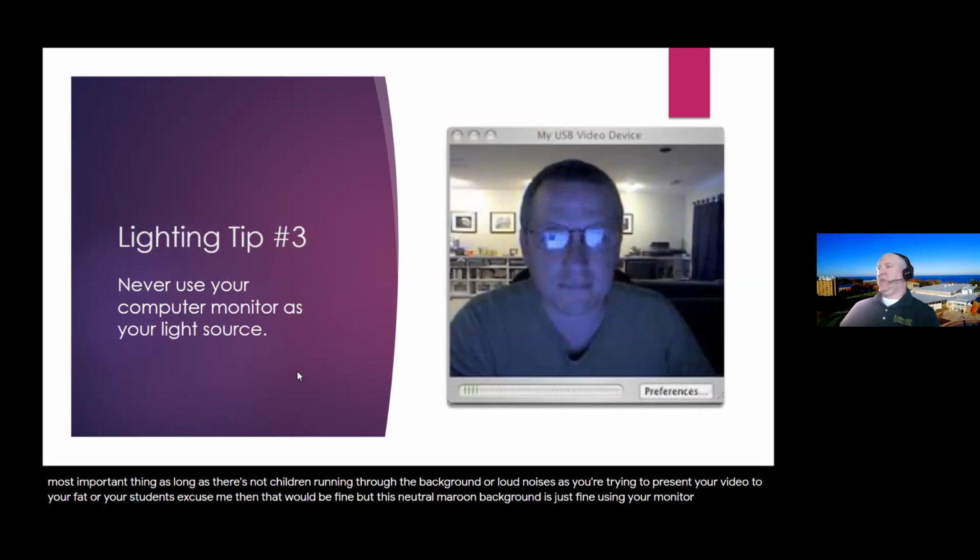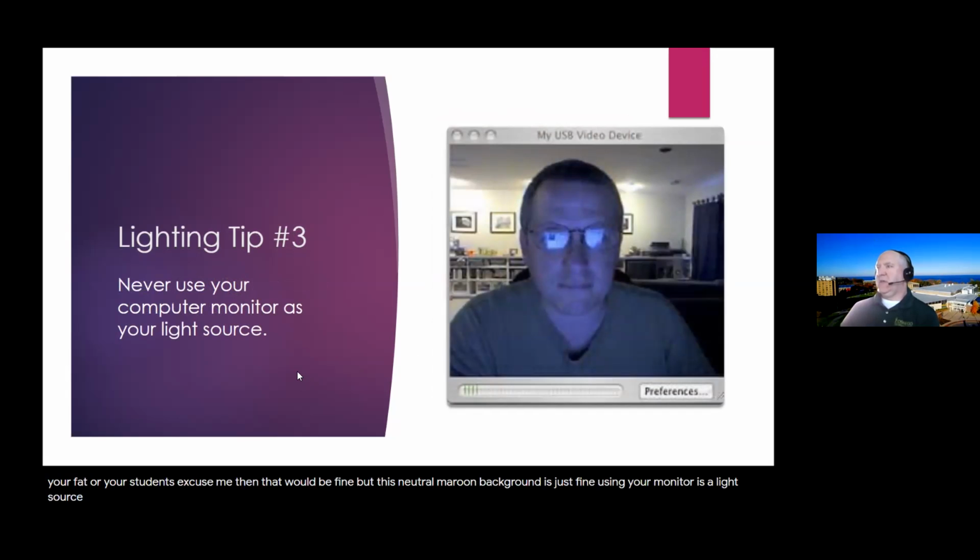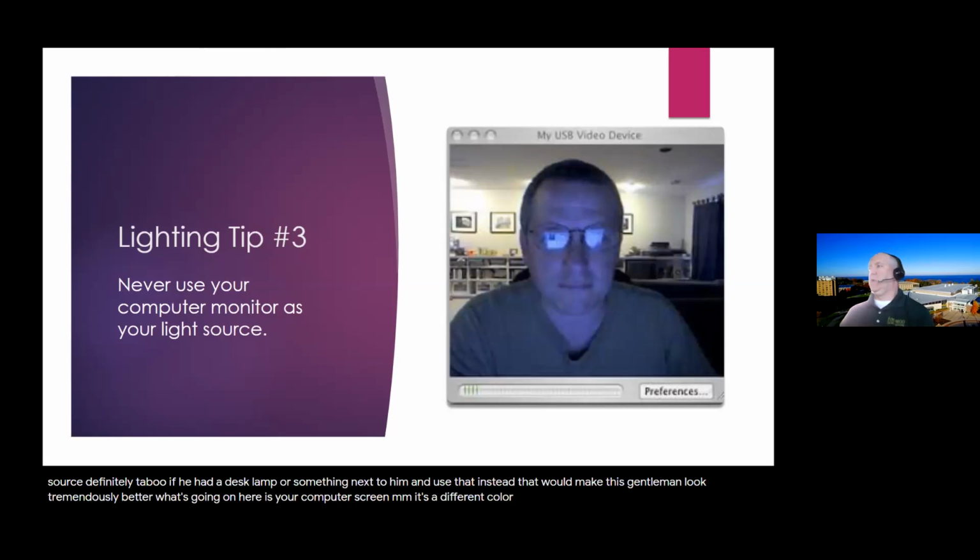Using your monitor as a light source, definitely taboo. If he had a desk lamp or something next to him and used that instead, that would make this gentleman look tremendously better. What's going on here is your computer screen emits a different color temperature than the room lights behind him. The computer screen, surprisingly, is the same color temperature, 5,600 degrees Kelvin, as the sun, as if you were outside. This is in conflict with the lights behind this gentleman.